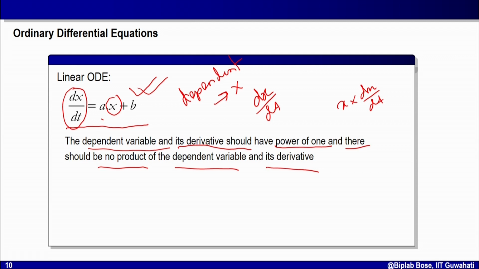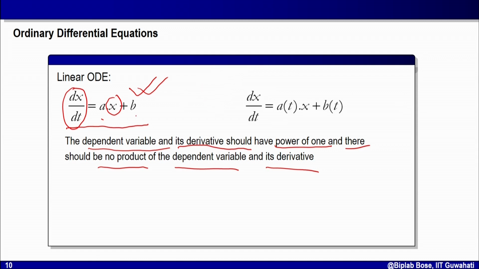I can have a slight variation of this linear ODE also. Let us see that. In the previous example, a is a constant. Whereas in the second equation, we have dx dt equal to a, which is a function of time, into x, plus b, which is again a function of time. So b and a both depend upon t and change with time.